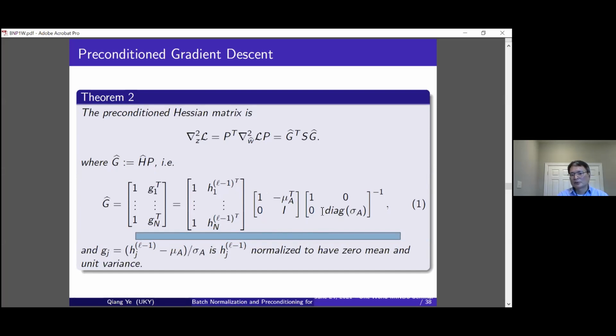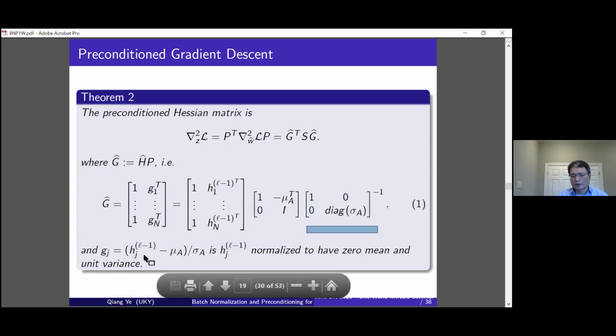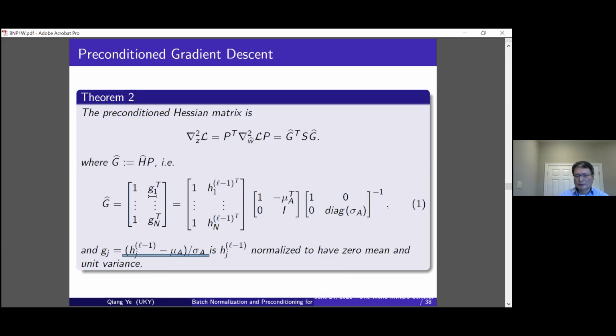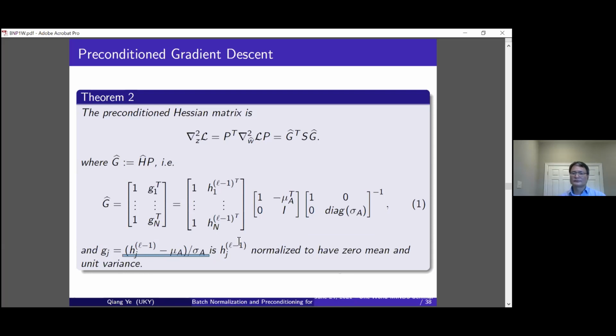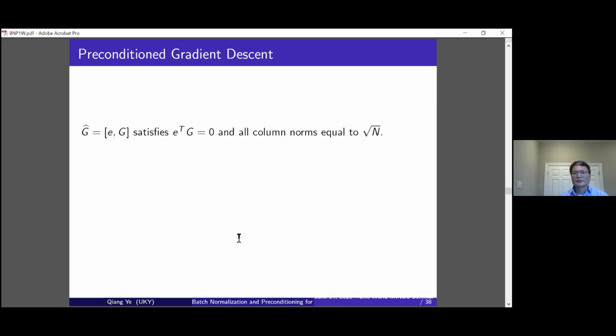And then multiplying by 1 over the diagonals of sigma A, the variance, is just to scale each of the Hj by the variance. So the result here is that after this multiplication by P, the Gi are actually normalized to have zero mean and unit variance. Okay. So this is kind of equivalent to a Hessian with zero mean and unit variance. So what good does that do?